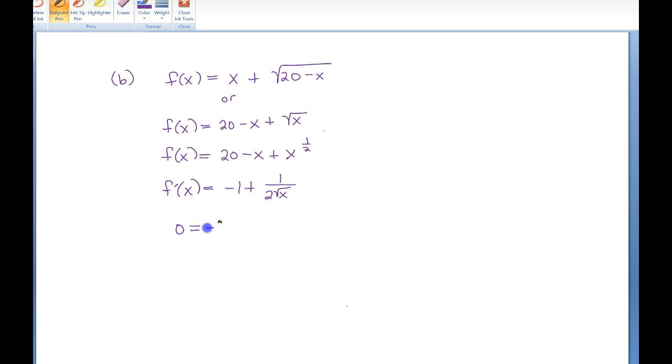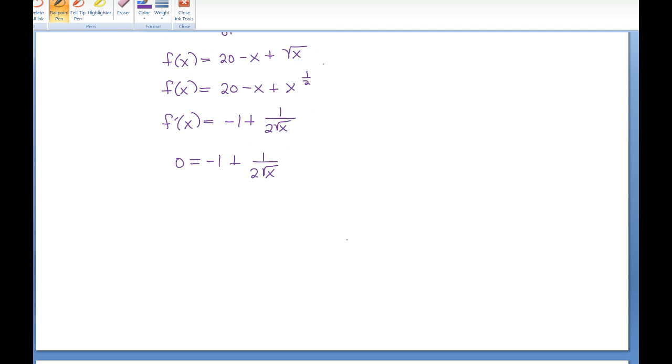So I'm going to set this equal to 0. Okay, so when we set this equal to 0, we get 1 equals 1 over 2 root x, so we can just do the reciprocal. So we get 1/2 is equal to square root of x. So then I take both sides and square them. We get 1/4. So that's our critical point.